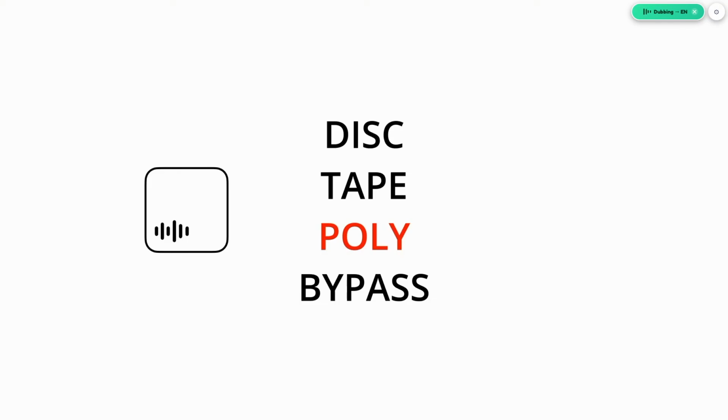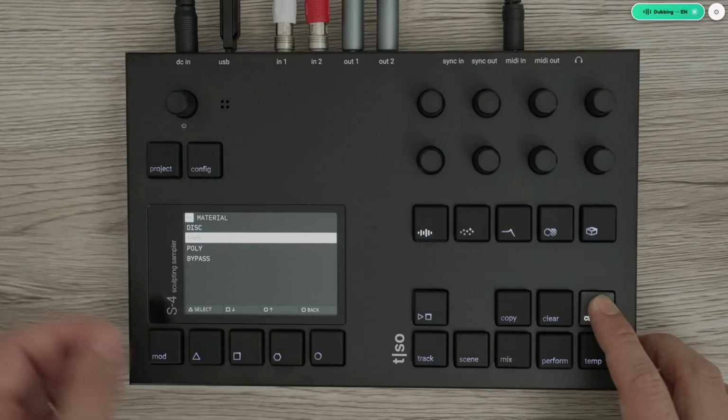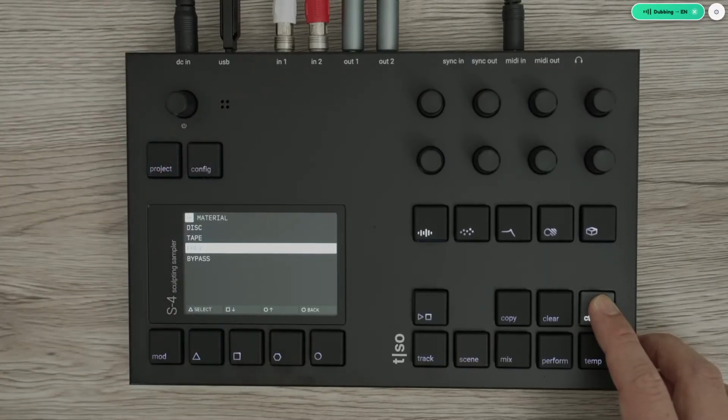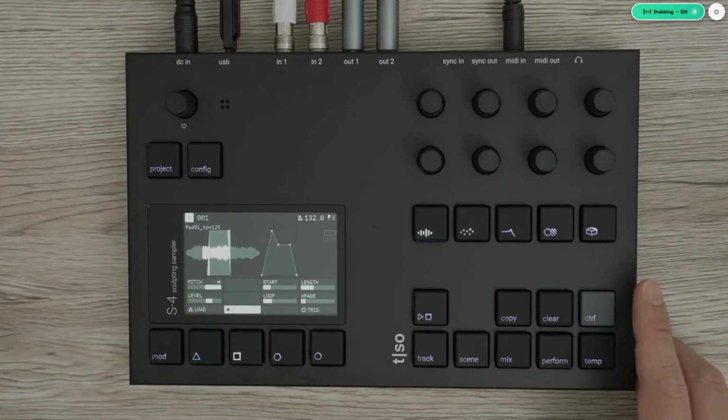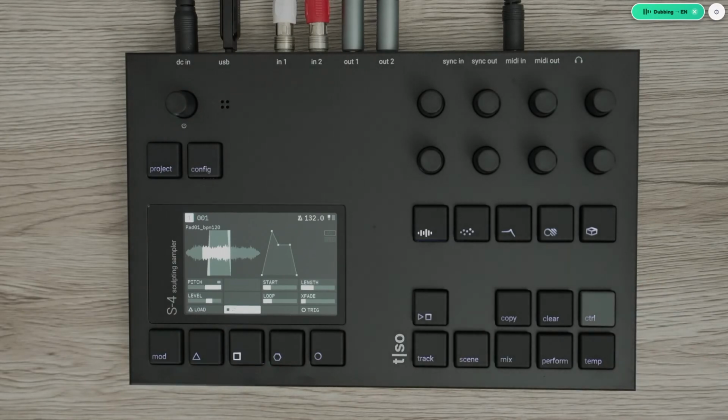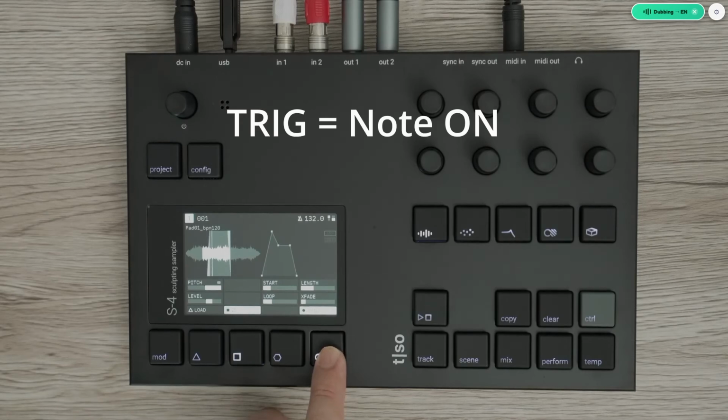Next is Poly. With a MIDI keyboard, it works as an 8-poly sampler and synth. No recording. You edit the loaded sound. You can also play it by pressing the trigger button without a keyboard.